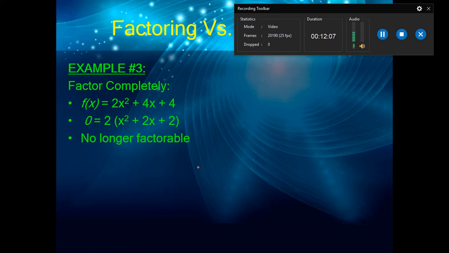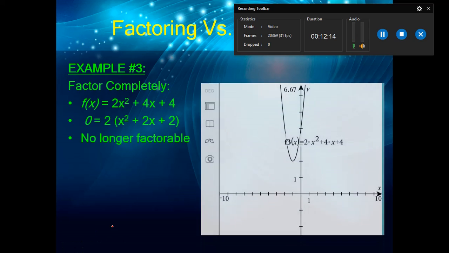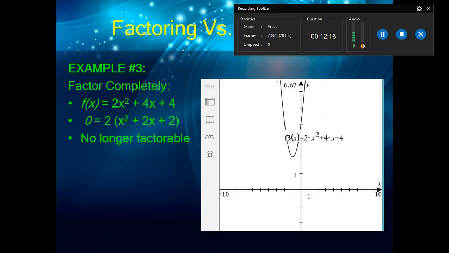So what does that mean for my graph? I'm going to go ahead and plug this into the iPad in its original form. And when you look at it, the reason it's not factorable is because it does not hit the x-axis. So there are no real roots or factors.